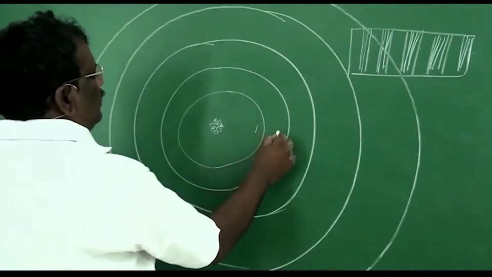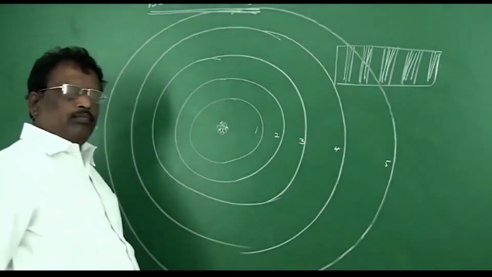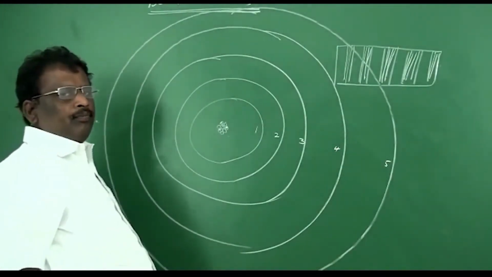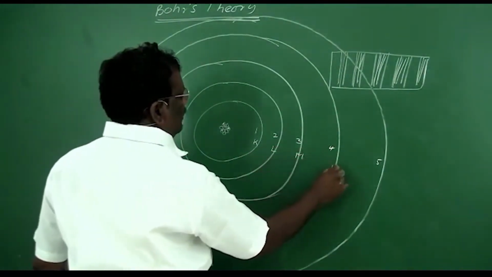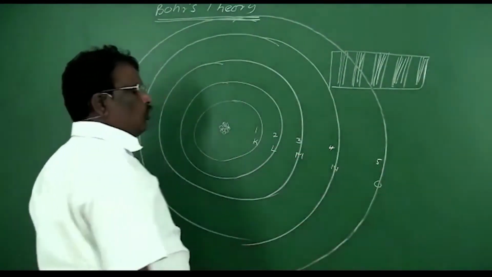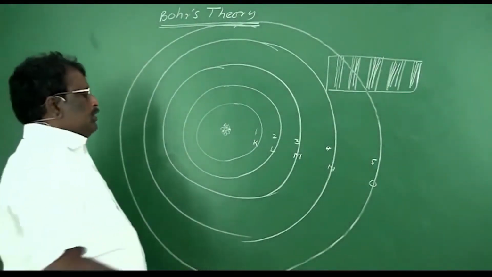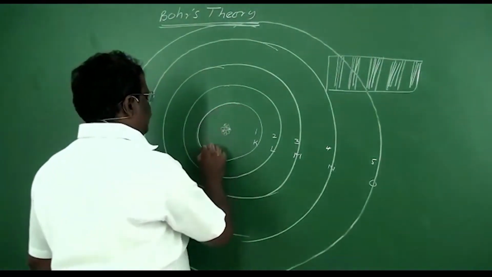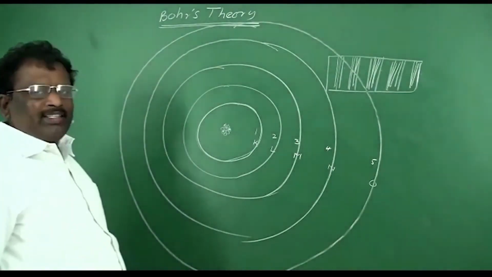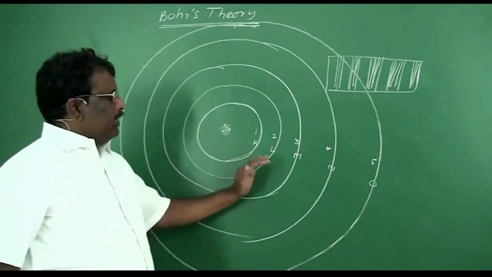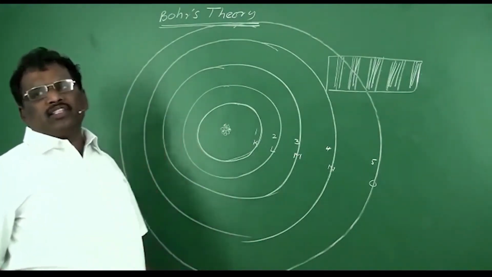These circular orbits are designated as 1, 2, 3, 4, 5, and so on from the nucleus side, or with capital K, L, M, N, O, and so on from the nucleus side. In these circular orbits, the electron will revolve. Due to the quantization of energy, each circular orbit was associated with a specific amount of energy.